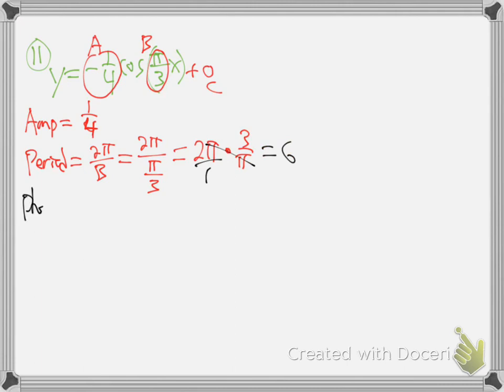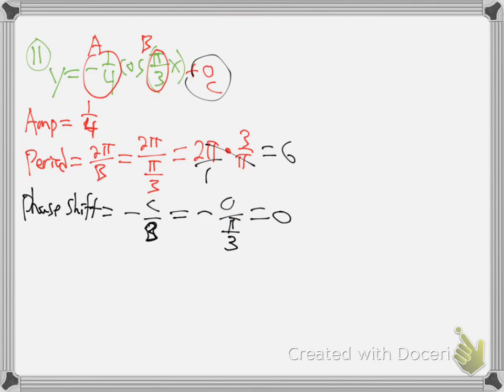And the phase shift, it's just gonna be 0, huh? Because it's C over B, with a minus, and C is 0. So 0 over whatever, who cares? 0 over anything is just 0, isn't it? All right, so we get the amplitude, period, phase shift.